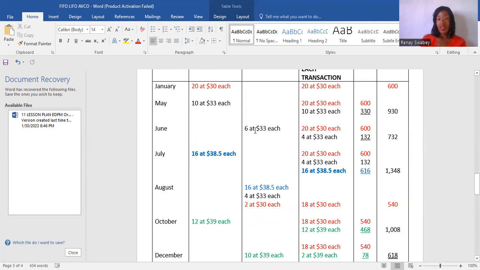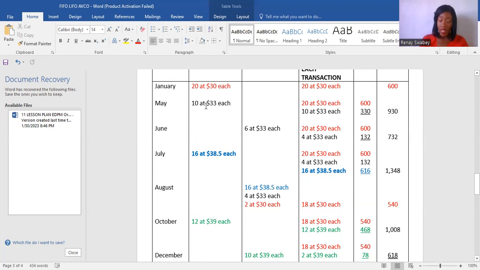However, in June, she was able to sell 6 items. Let's say Abigail. So Abigail decided to buy 6 of these items here. And this is how the LIFO comes in now. So if you notice, with FIFO, we would have sold from this 20 case first because it's the first good we received in the month of January.